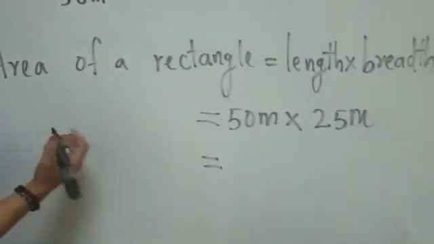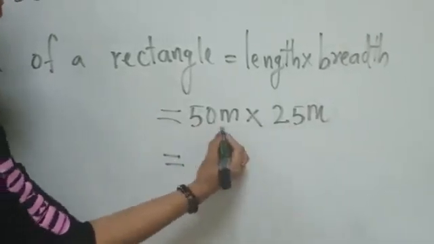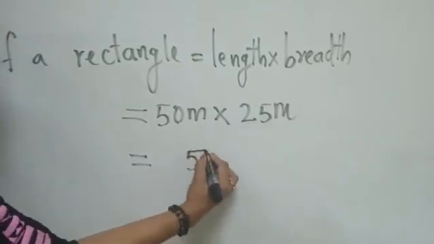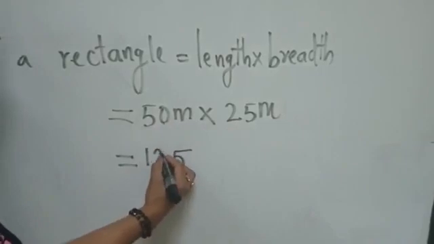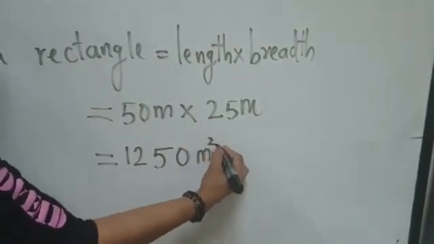50 multiplied by 25, or you can do it like this: 5 multiplied by 25 first, then you can add the 0 there. 5 5s are 25, carry 2, 5 2s are 10, plus 2, 12. Now we will add the 0 here and write the unit.